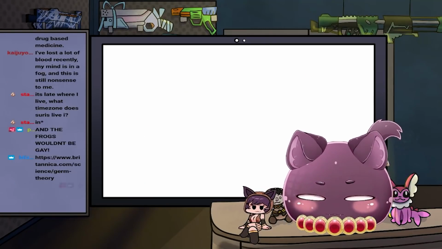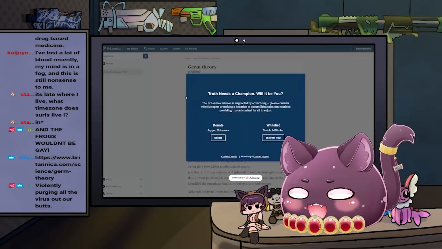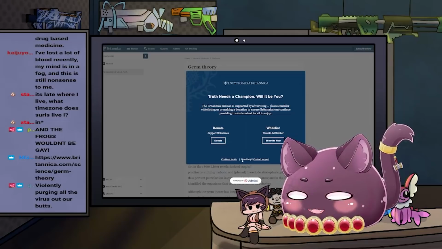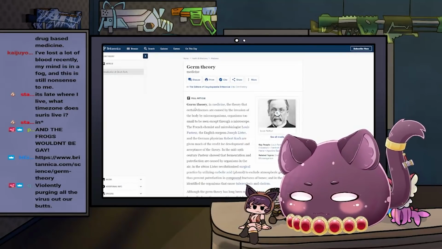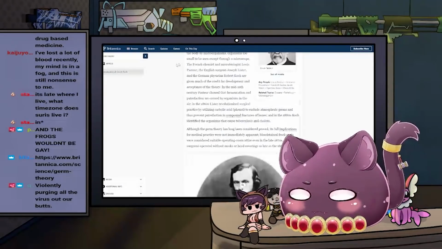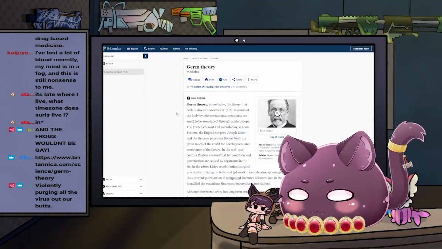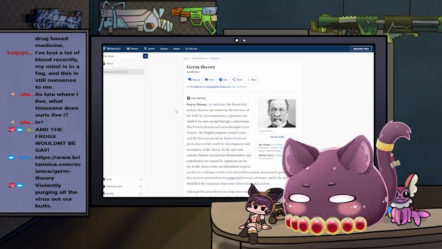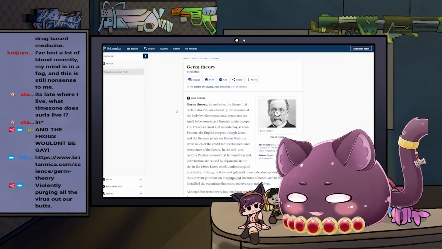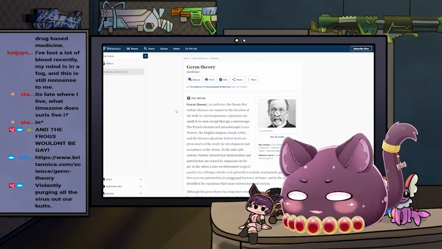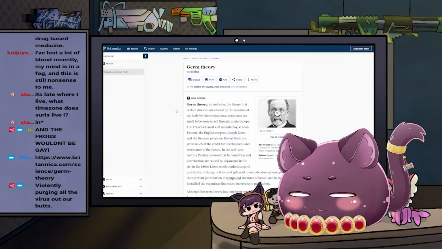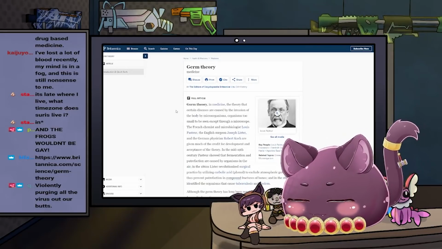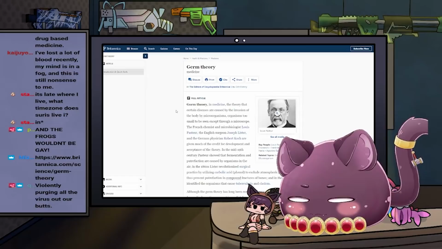And then, of course, Mizo has here an entire thing. Oh my god, no, I just continue to cite an entire citation on germ theory of medicine from Encyclopedia Britannica. Germ theory in medicine is the theory that certain diseases are caused by the invasion in the body of microorganisms, organisms too small to be seen except through a microscope. The French chemist and microbiologist Louis Pasteur, the English surgeon Joseph Lister, and the German physician Robert Koch are given much of the credit for development of the acceptance of the theory.